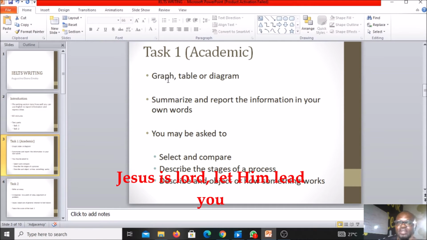In this task 1, you normally see a graph, table, or diagram. It could be a bar chart, pie chart, or the rest. So what are you expected to do? You're expected to summarize and report the information in your own words. So it has to be in your own words. Looking at the pie chart or the graph or the diagram, you summarize and report the information in your own words. You may also be asked to select and compare, or describe the stages of a process for a diagram, or describe an object or how something works. These are the things you're supposed to write about.